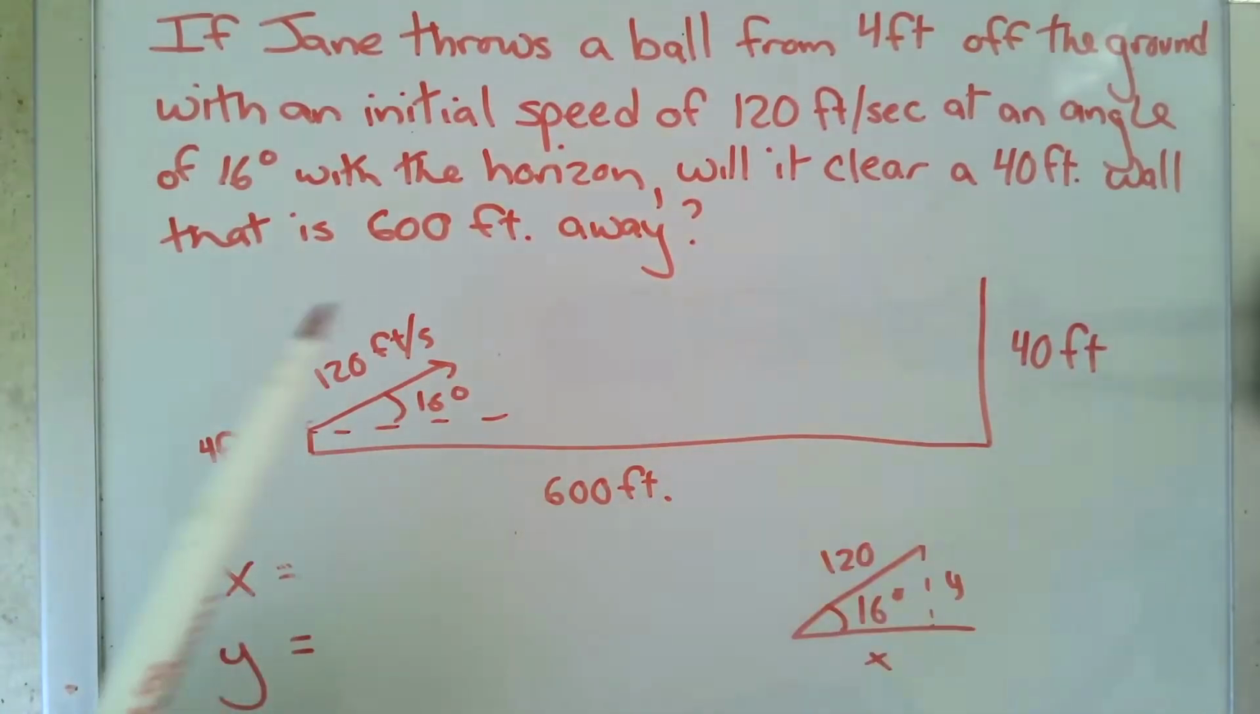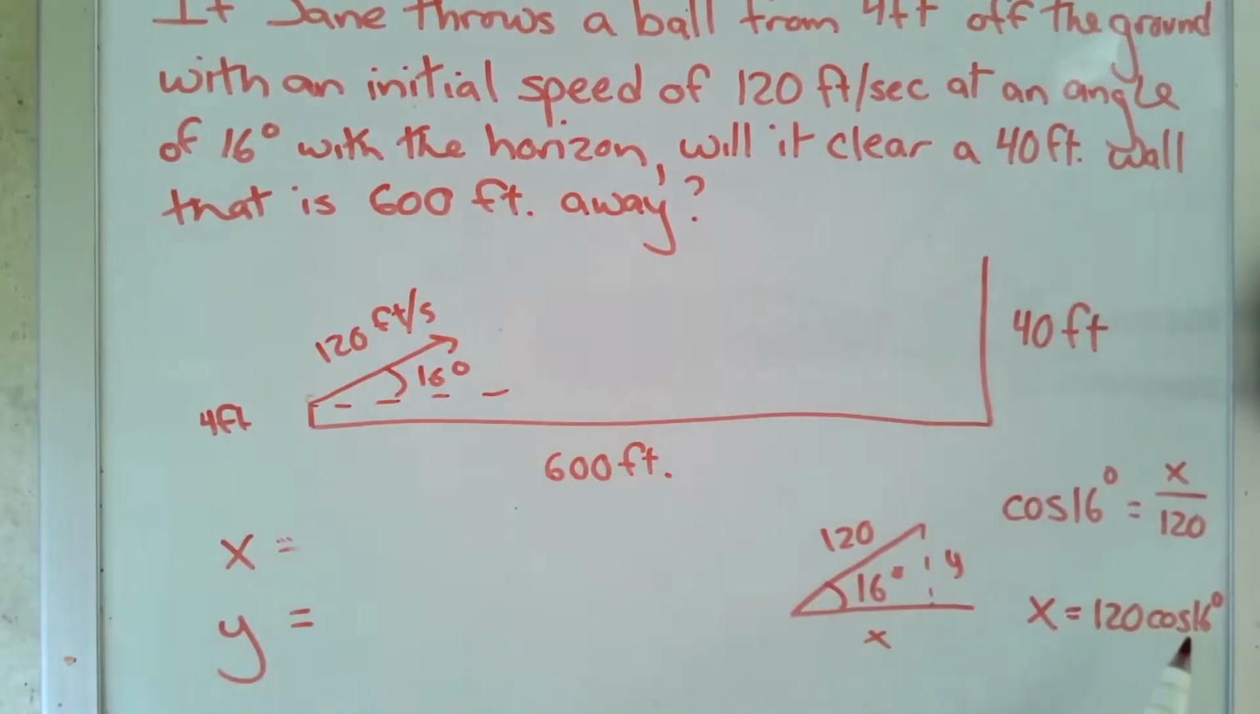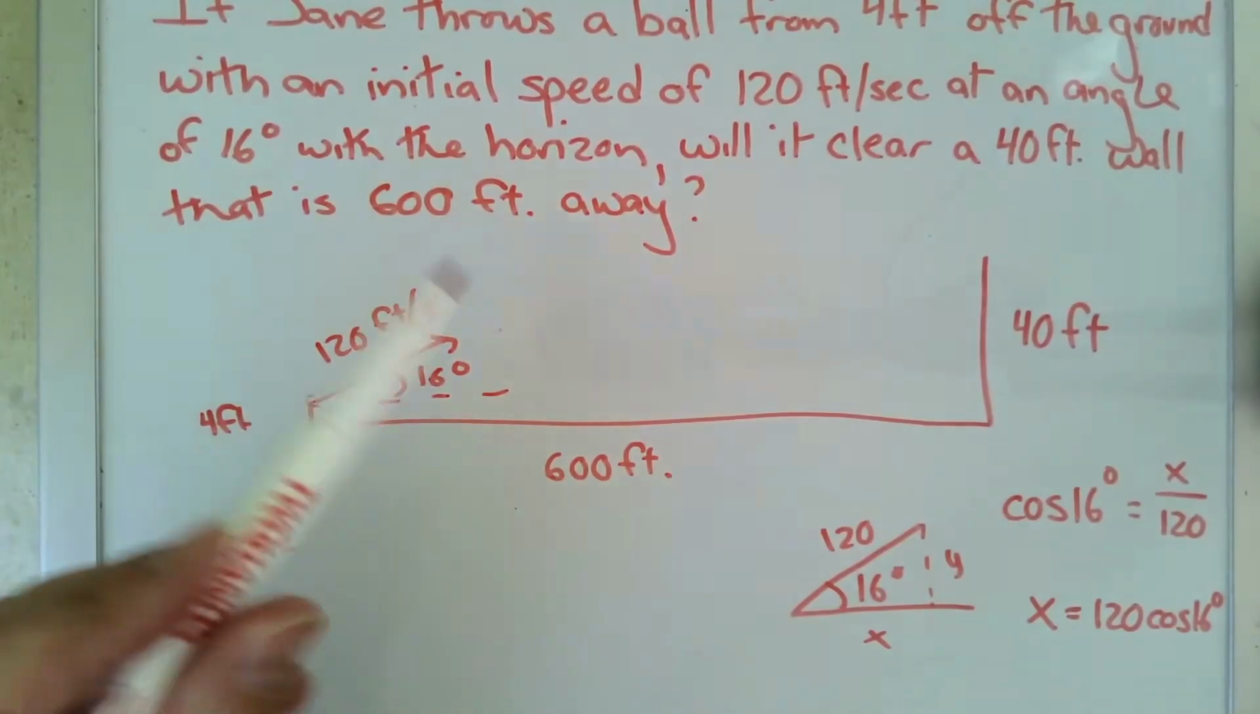So if we take this motion and put it over here as a little triangle, we know that our x component of the motion is adjacent to this angle. And because of what we know of triangle trigonometry, the cosine of this angle is adjacent over hypotenuse. So if we want just x, we multiply that 120 around, 120 cosine 16 degrees. That gives us the horizontal component of our speed.